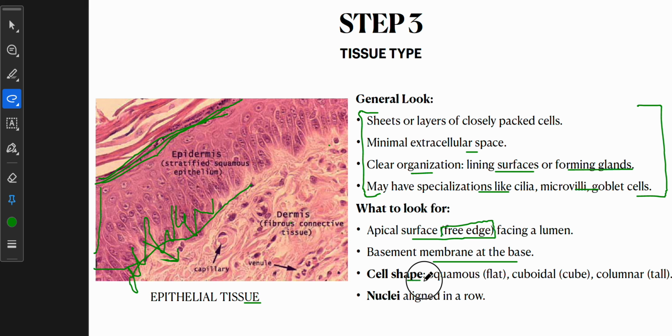And then you have to look at the cell shape. If it is squamous, it is flat; cuboidal, the cell shape is a cube; and in columnar, the cell shape is tall. Here it is, sorry, squamous. Stratified squamous. You cannot get confused with that because there are cells in two different layers, so that is why it is stratified, and cuboidal shapes are there. Nuclei are aligned in a row. You can see this is a single row. That is how we recognize our epithelial tissue.